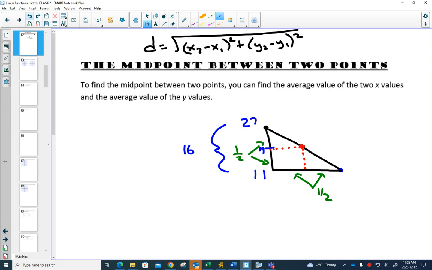Wait, where'd you get that? Well, half of 16 is 8. So if I went up 8 from 11, that would get me to 19. Or I could go down 8 from 27. That would get me to 19. And since 19 is 8 away on both sides, it's right in the middle. So we could do that as well.